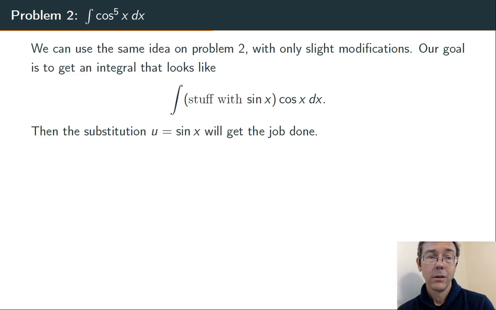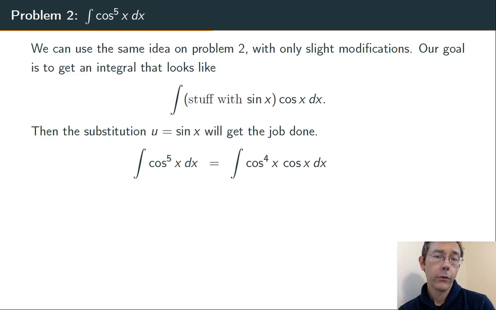Problem 2. Integrate cosine to the 5th x dx. We're going to use the same idea as before. We'd like to pull out a factor of cosine here, so the integral ends with cosine x dx, and then write everything else in terms of sine. Then u equals sine x is going to get the job done.